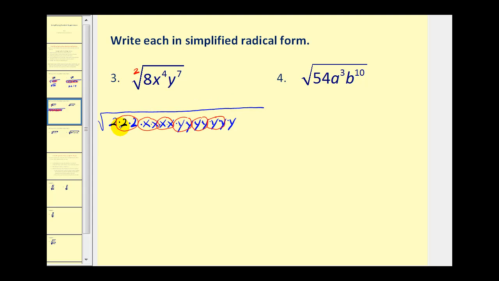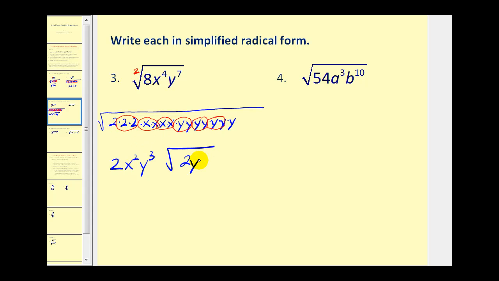Remember, the circled factors represent the perfect square factors of this radicand. So when we simplify this, this will be 2. We'll have a factor of x from this group, another factor of x from this group. That would be x squared. Notice that we have a factor of y from here, here, and here. That would be y to the third. And then we have the square root of 2y. Notice the 2 and the y were not circled.